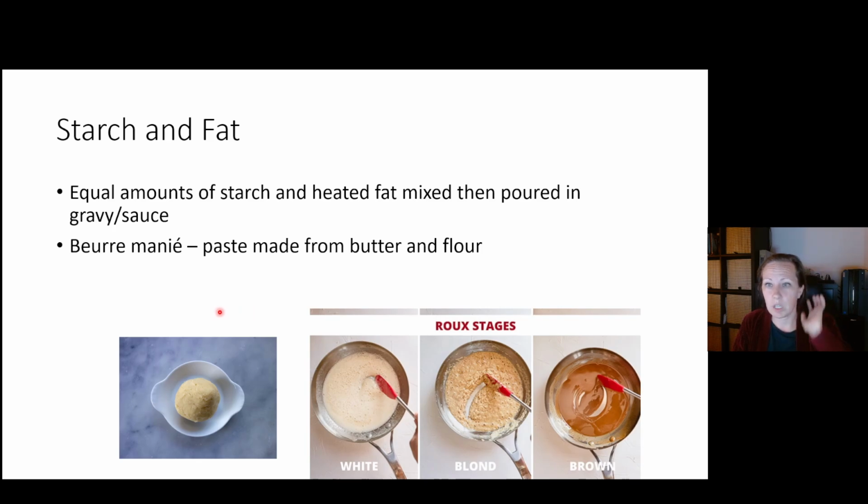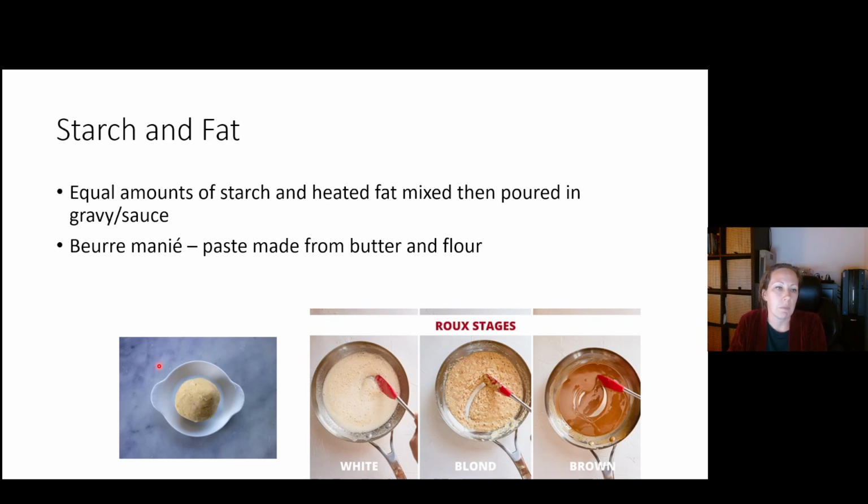The first one is a beurre manié. This is a paste that is made from butter and flour. It can be nicely formed into a ball, but it doesn't have to be. You can just mix it up in a bowl. And so you are finely dispersing that flour into the butter before you add it into your sauce.